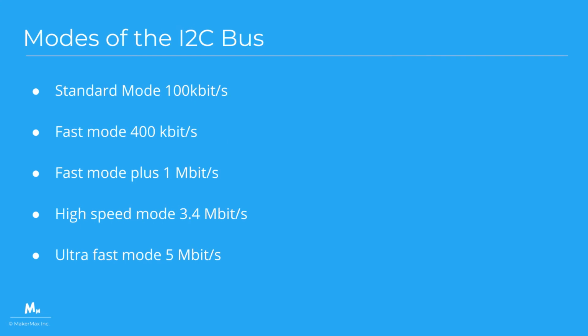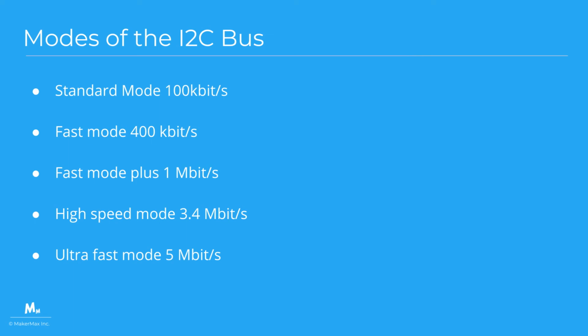There are 5 modes that I2C can operate in. The standard mode gets you a speed of 100 kilobits per second. The fast mode gets you 400 kilobits per second. The fast mode plus gets you 1 megabit per second. The high-speed mode gets you 3.4 megabits per second. And the ultra-fast mode gets you 5 megabits per second.